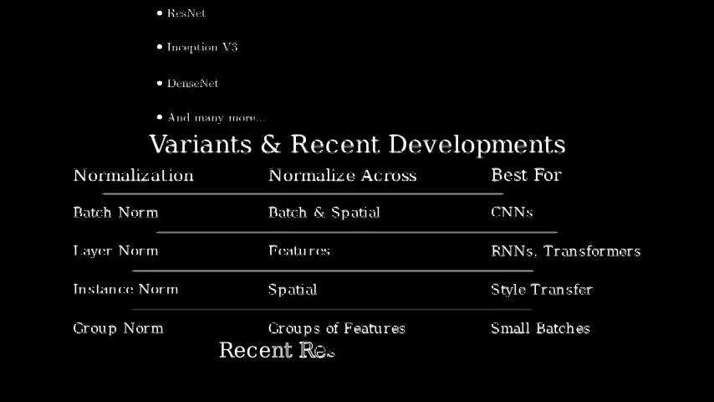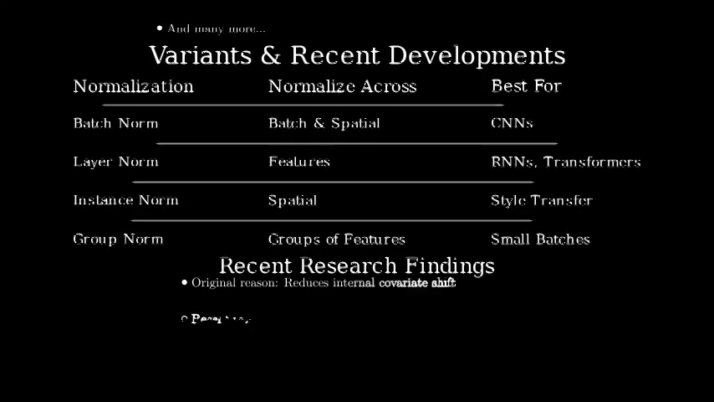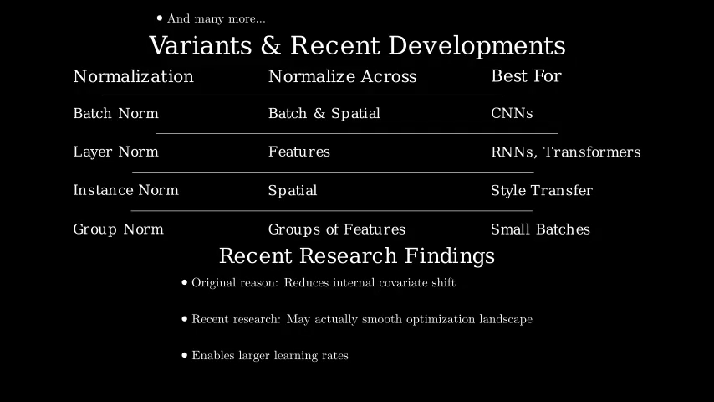Third, adjust your learning rate. With batch normalization, you can typically use higher learning rates. Don't be afraid to experiment with rates 5 to 10 times higher than you would without it. Fourth, reduce other forms of regularization. Since batch normalization has a regularizing effect, you might need less dropout or weight decay.